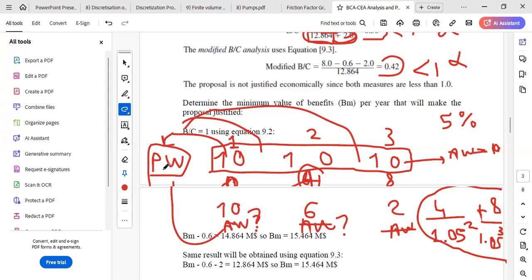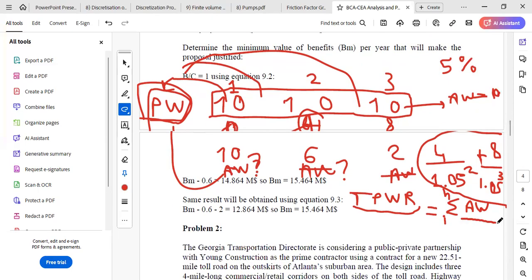Once I get the total present worth of reduction, I can say what will be the equivalent annual worth reduction that can be subtracted in an equal way for all years, in a way to give me the same present worth value. So this total present worth reduction is equal to the summation of a constant annual worth rate, from year 1 to year n, over 1 plus a to the power I.